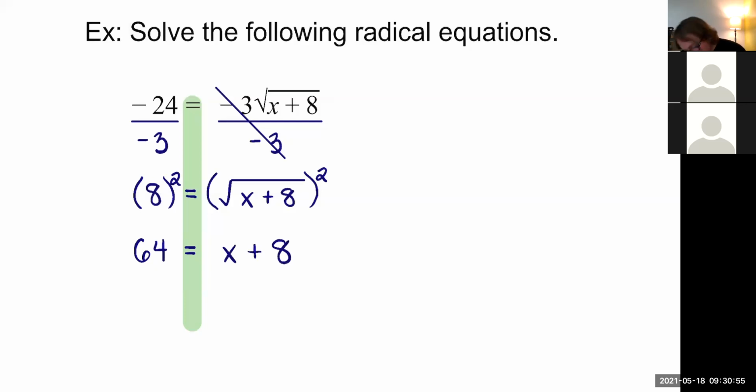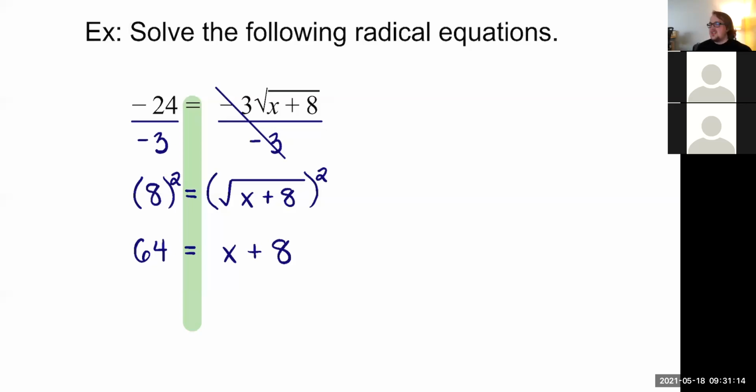Now, what type of equation have I now created? It is linear again. How do I know it's not quadratic? Because there's no little 2 on top. No exponent of 2. So this one is in fact linear.